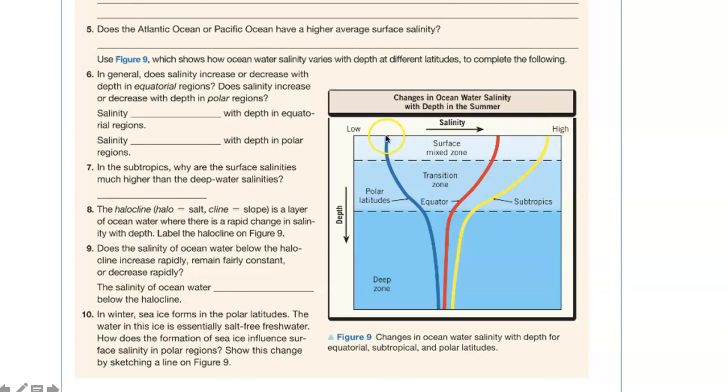We have 3 lines, one showing the salinity changes with depth at the polar latitudes, another one showing the changes with depth at the equator, and the third one showing changes at depth at the subtropics. Notice that at the top of the ocean, the polar latitudes have the least salty water, and the subtropics have the most salty water. There's a transition zone for all of these regions where there's a significant change in the salinity. And then in the deeper water, they all seem to have roughly the same salinity. So that's how you read this graph.